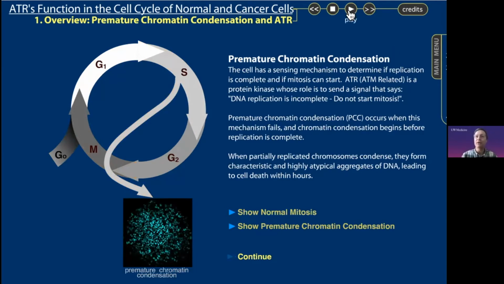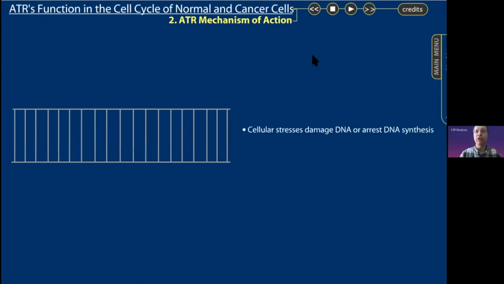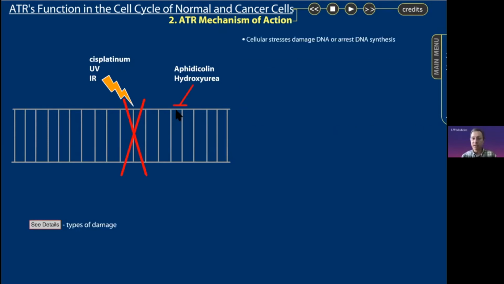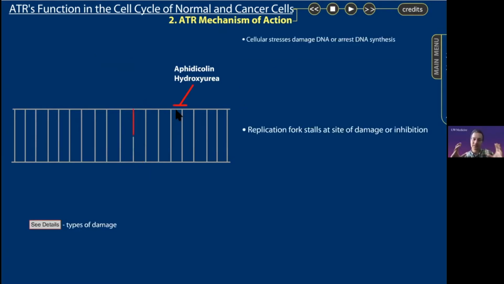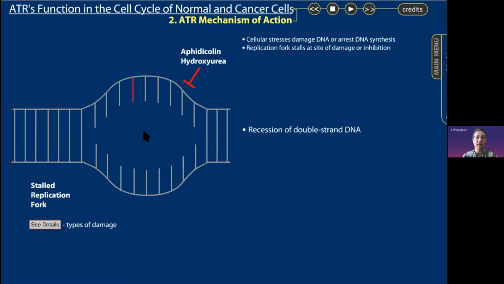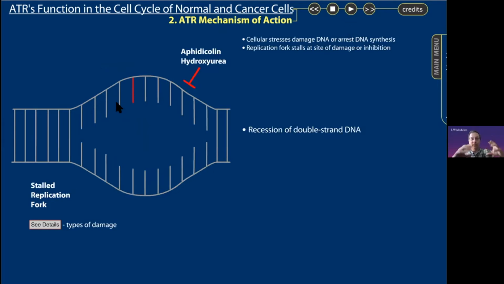So how does ATR normally recognize trouble spots in DNA replication? On the left and on the right are things that can cause cellular replication stress. On the left are forms of DNA damage, like chemotherapy or ultraviolet or ionizing radiation. And on the right are small molecules that can inhibit polymerases and such. Any of these can cause a stall in a replication fork, or the area where the DNA is actively being replicated.